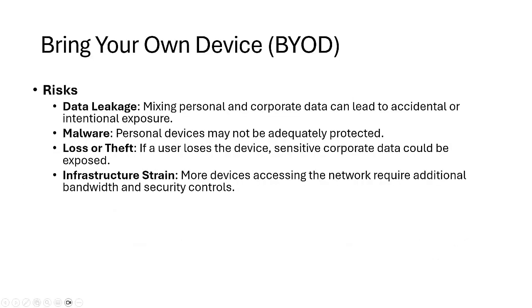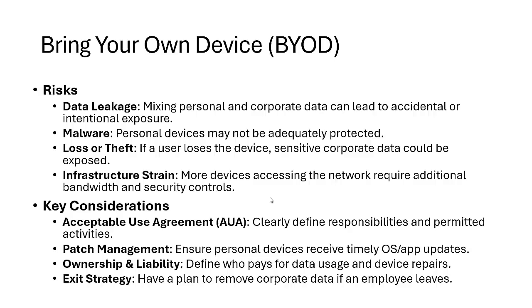Is it clear? So now the question is, what is the risk? As I said, with mobile devices, the risk is data leakage. You're mixing your personal and corporate data, which can lead to accidental or intentional exposure. Your device can be prone to malware, so a personal device may not be adequately protected. More devices accessing the network require additional bandwidth and security control, so it strains the infrastructure. Whenever any employee joins, make sure to properly patch the systems, sign the AUP policies, define who pays for data usage and device repair, and have an exit plan strategy. This is all part of bring your own device. That's something we will consider.